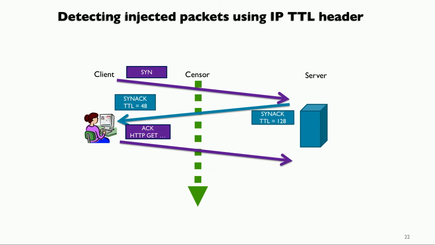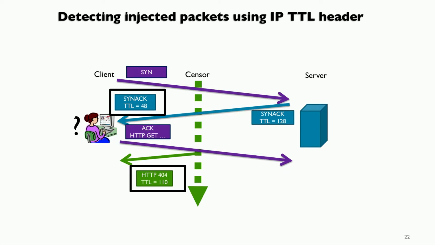Okay, so the client sends their acknowledgement. Maybe they include their HTTP GET, and they send this to the server. And what happens is, if the censor sees this GET request and it wants to perform filtering, they're going to inject their block page or their HTTP 404 page, and this is going to arrive at the client. So now what our client can do is actually compare that TTL value between the SYN-ACK packet and this HTTP 404 page or the block page.